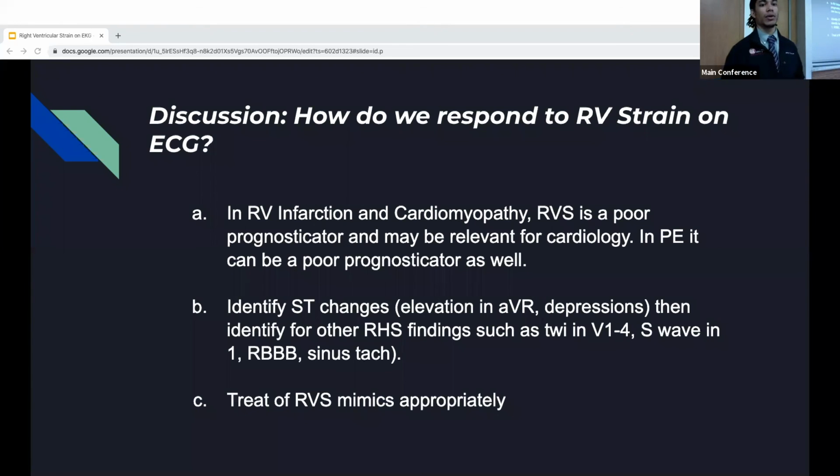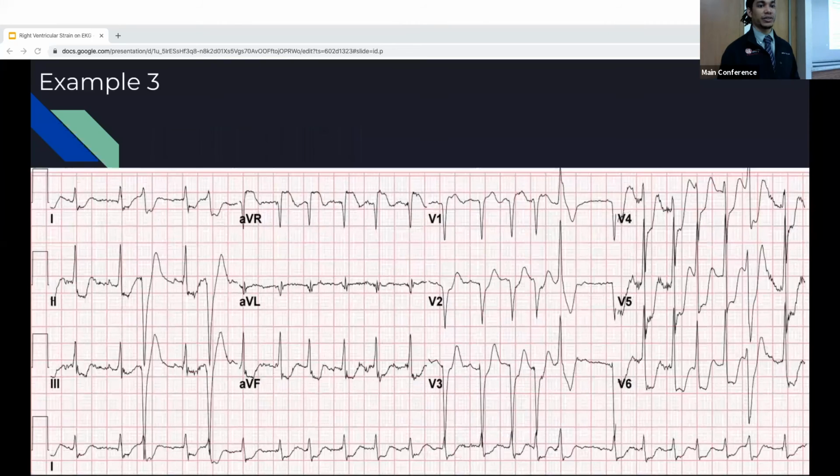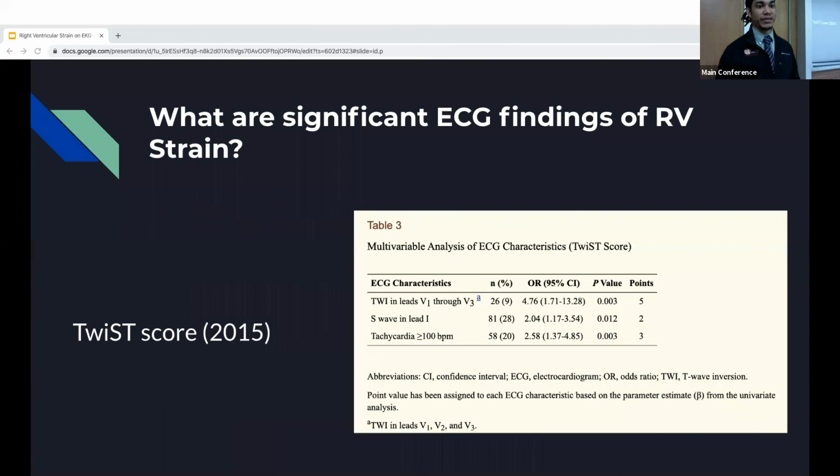Yeah, this is T wave inversion V1 to V4 and S wave in V1. So like in the TWIST score, S wave in lead 1, similar to your S1, Q3, T3, something that this specific study thought was one of the stronger findings of RV strain. But like I said, the TWIST score didn't really play out. But S wave in lead 1 is part of your S1, Q3, T3. Just another thing to integrate into your suspicion.